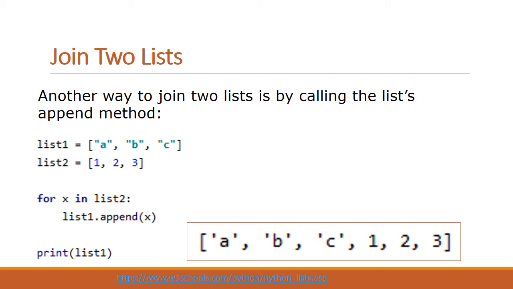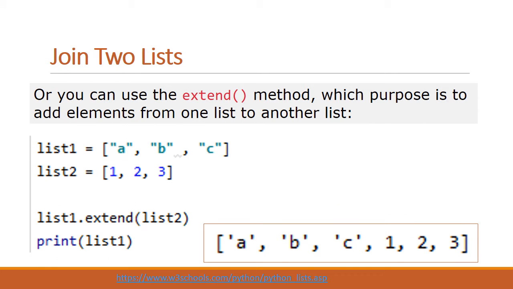Then we can loop through all the elements in list 2 and append those elements one by one to list 1. So in this for loop, the first time through the loop, or the first iteration, X is assigned the value 1. 1 is appended to the back of list 1. Then X is assigned 2. 2 is appended to the back of list 1. And lastly, X is assigned the value 3, and it's appended to the back of list 1. When we print list 1, we have A, B, C, 1, 2, 3.